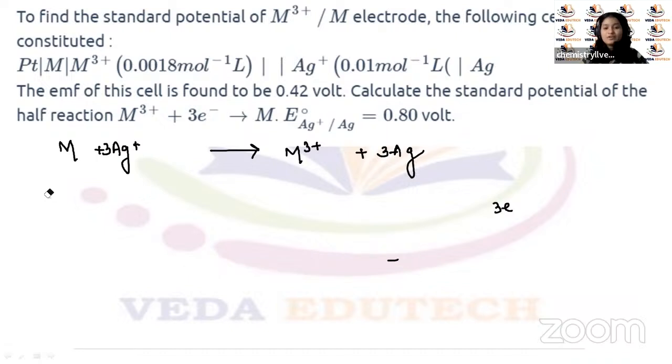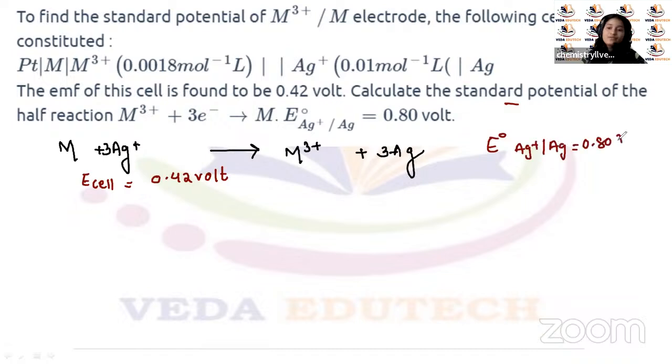Moving on to the next part of the question, it is told to us that the EMF of this cell, E cell, is given to us as 0.42 volt. What is being asked? The standard potential of the half reaction. We have to find out this standard reduction potential, and E naught of Ag+ to Ag is given to us as 0.80 volt, and the concentrations are also given to us.